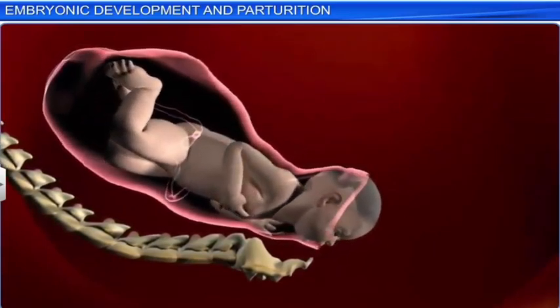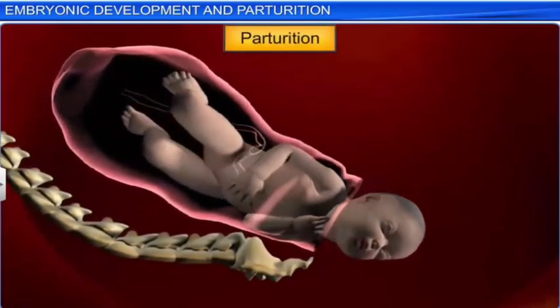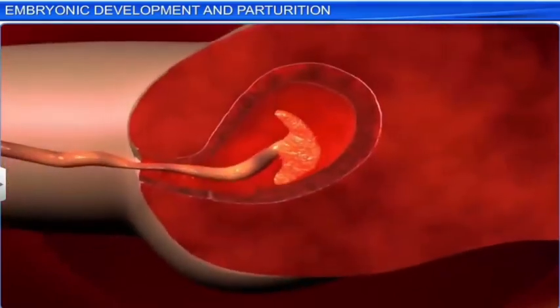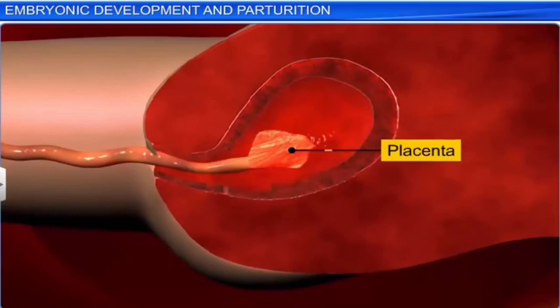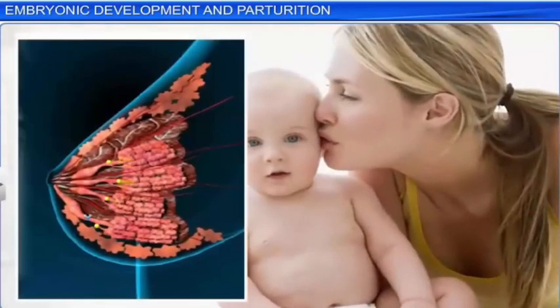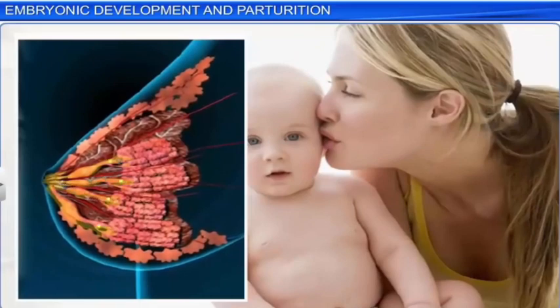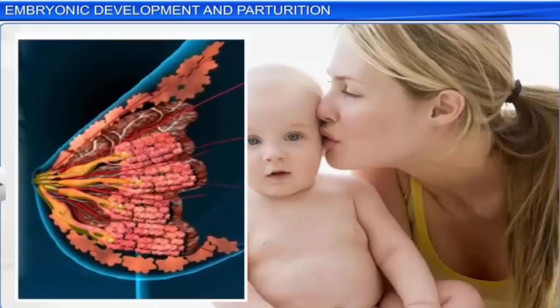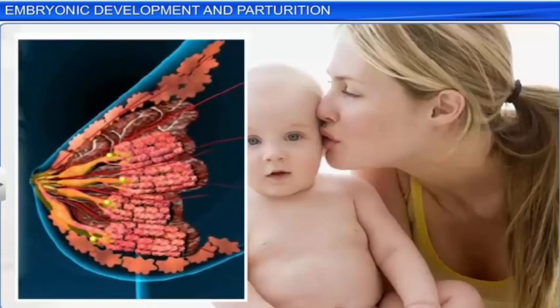This process of delivery of the fetus is called parturition. Immediately after the birth of the baby, the placenta is expelled from the uterus. Soon after birth, the baby needs to be breastfed by the mother as early as possible. This is because immediately after parturition, the mammary glands start secreting colostrum, a form of milk that is rich in antibodies and improves the immune system of the baby.